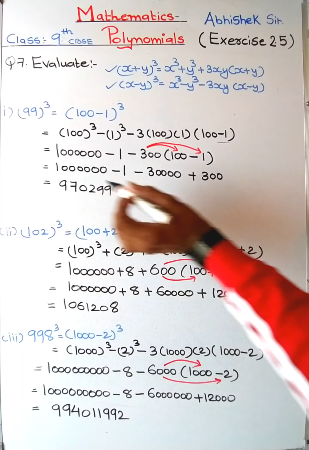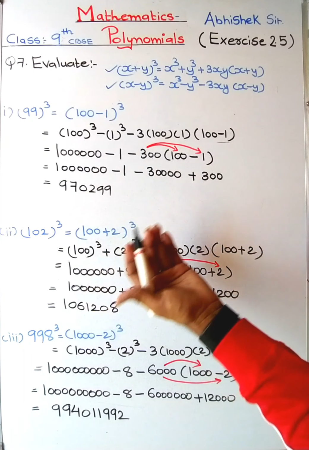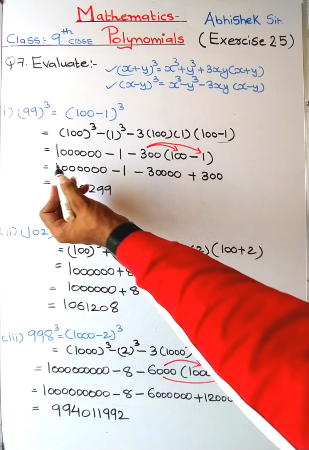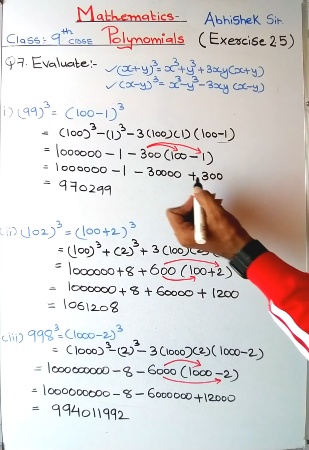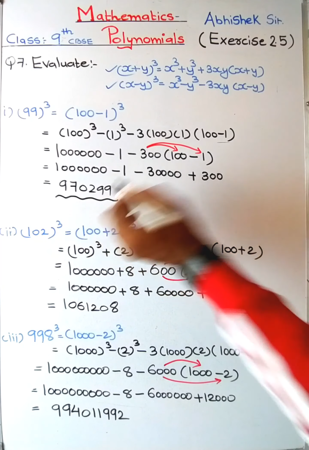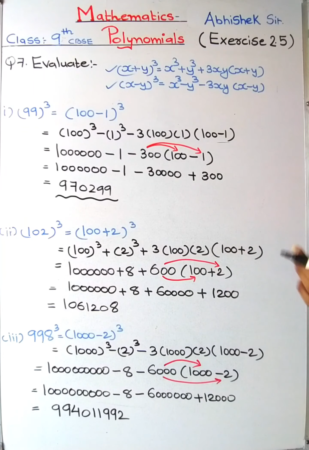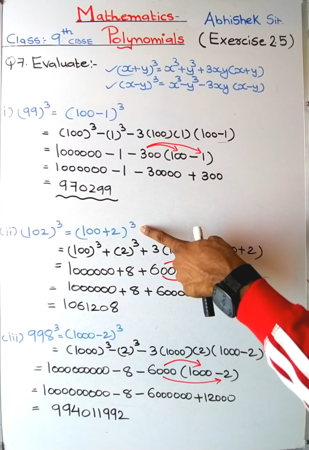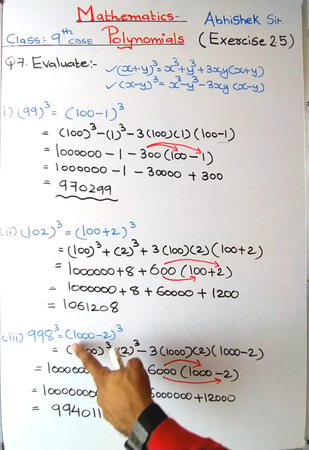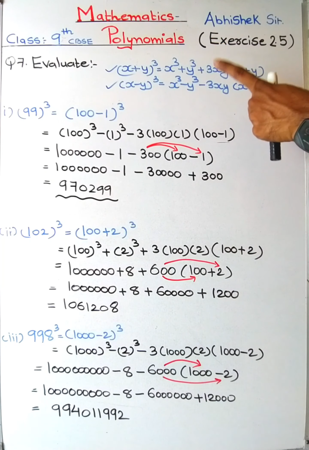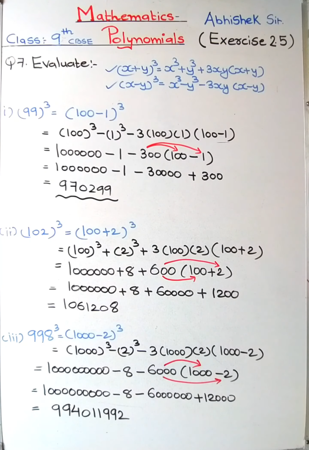Clear? Now this you cannot do orally, so I request you to have some rough part. 10 lakh minus 1 minus 30,000 plus 300 will give you the result 9,70,299. Same way we have solved 102 whole cube, that is 100 plus 2 whole cube, and 998 whole cube, that is 1000 minus 2 whole cube, using the same two identities. So again pause the video and solve it step by step.